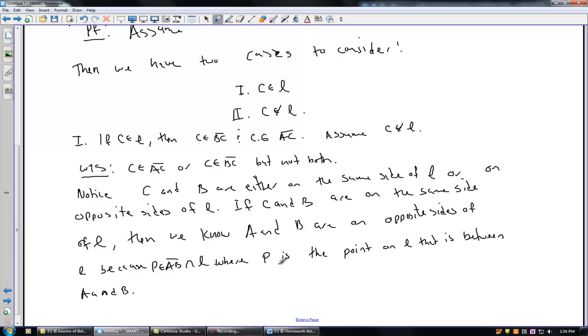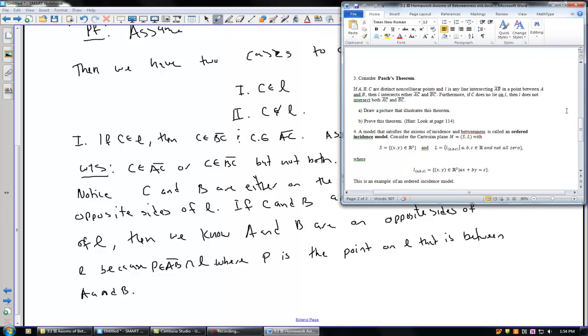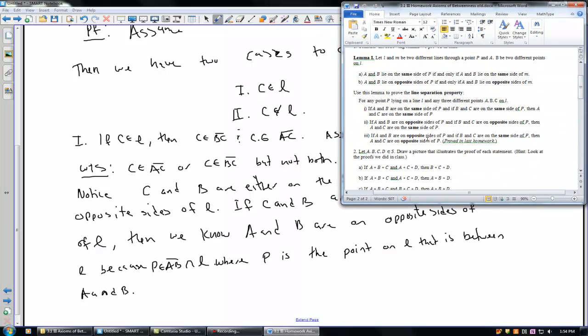Okay. So I know C, B are on the same side, A, B are on opposite sides, and these statements are symmetric, right? So if I want, I could say A, B are on opposite sides, B, C are on the same side. And then I go back over here, opposite, same, okay? And so then what do I have? Well, I have AB and CB, so I have CA are on the same or the opposite sides.